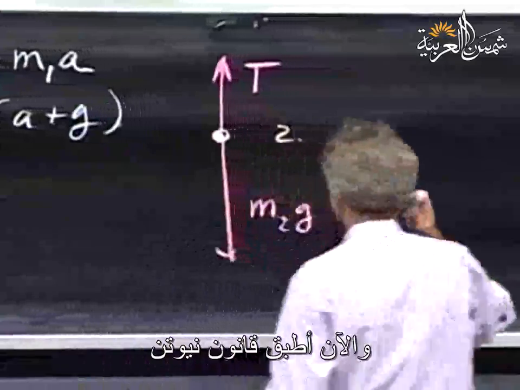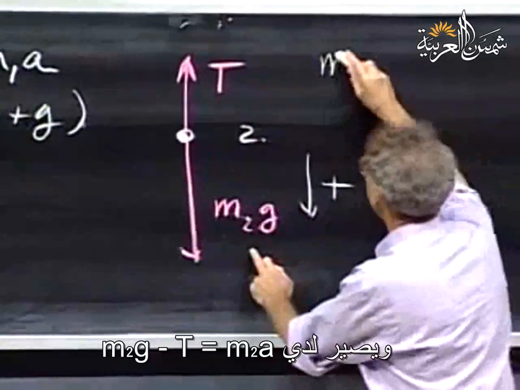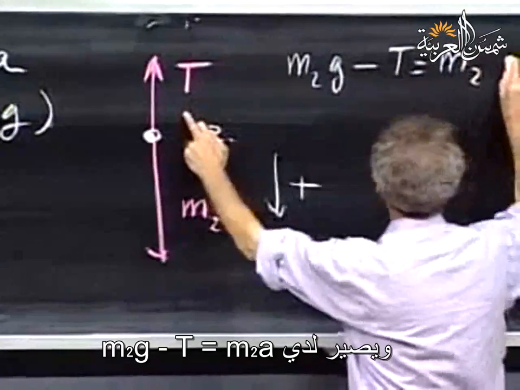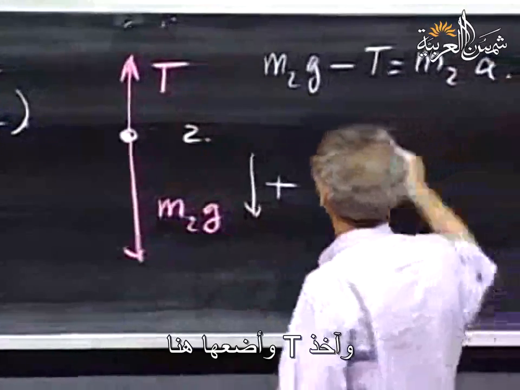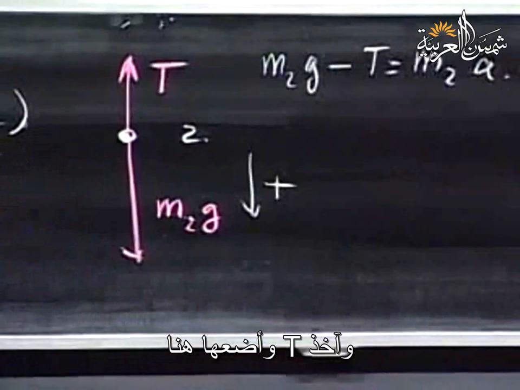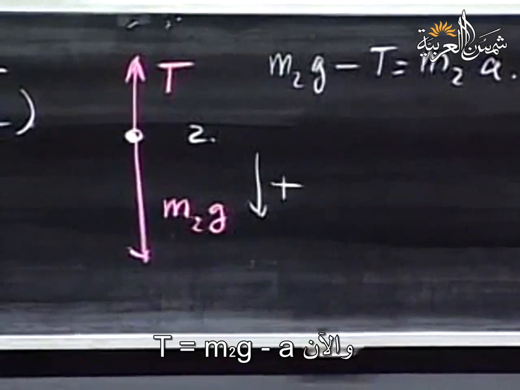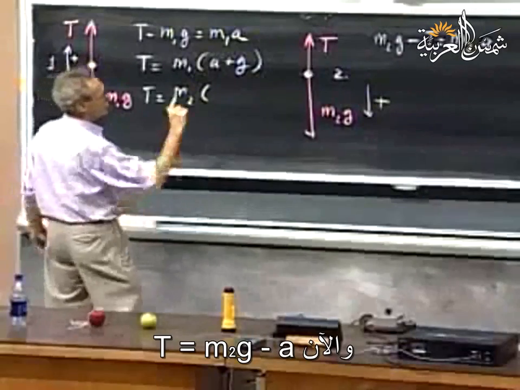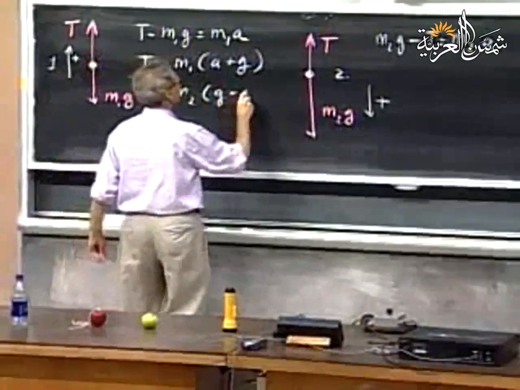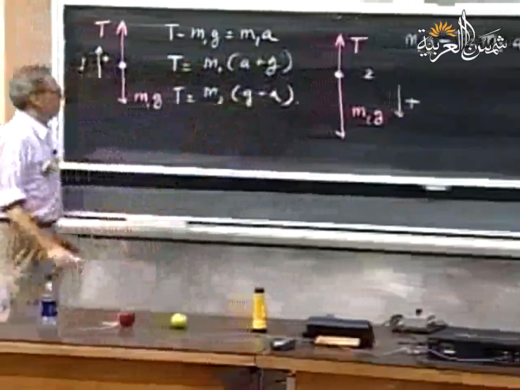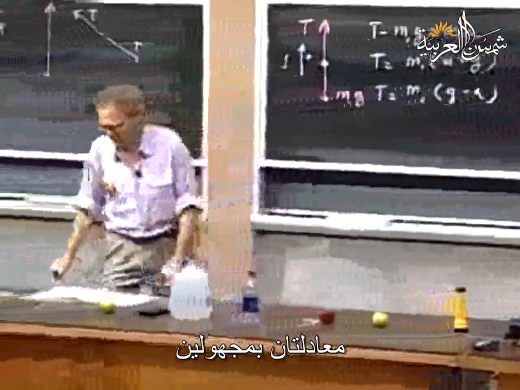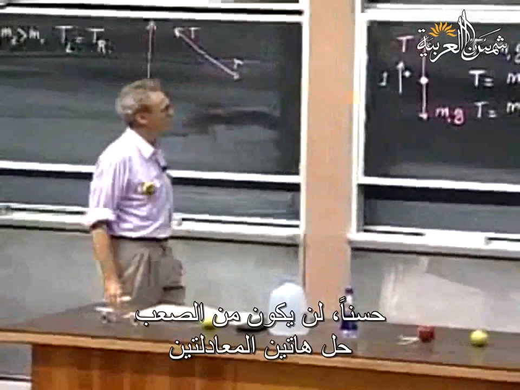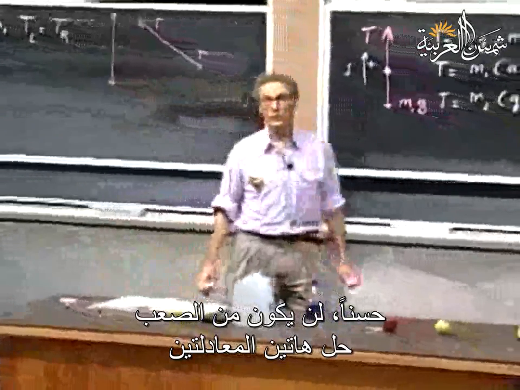So now I apply Newton's law. I get m2g minus T equals m2a. And so I get T, I write it here, equals m2 times (g minus a). Two equations with two unknowns. Well, that shouldn't be so hard to solve these two equations.